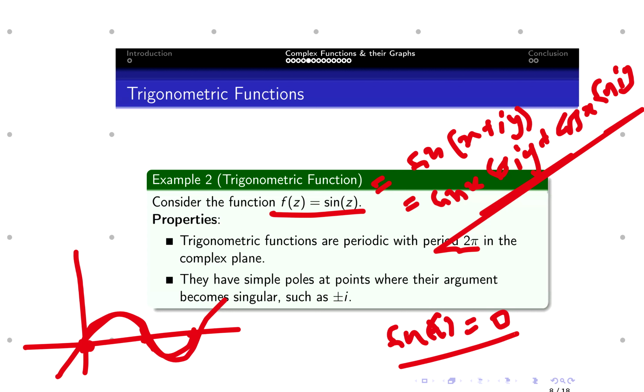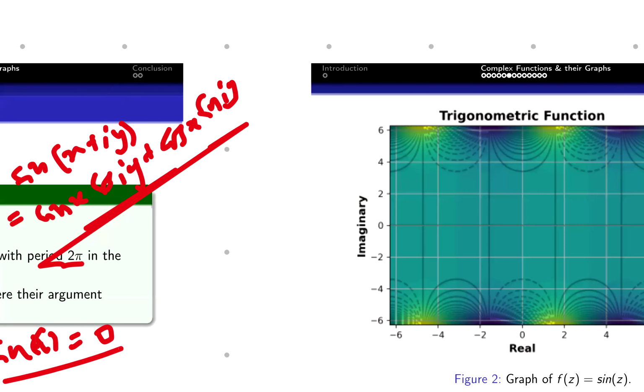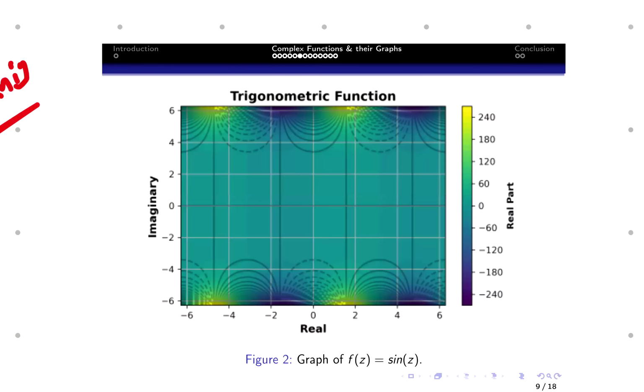Of course, this is what a trigonometric function, sine z, looks like when you plot it. Like I told you, I made this with matplotlib in Python. So this is the graphical representation of your sine z.